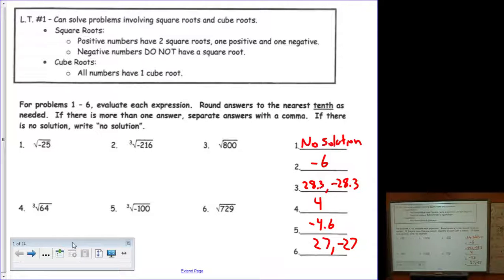Okay, so here are the answers for the learning target number 1 practice for chapter 3. Let me go through these and then I'll talk to you about them a little bit.